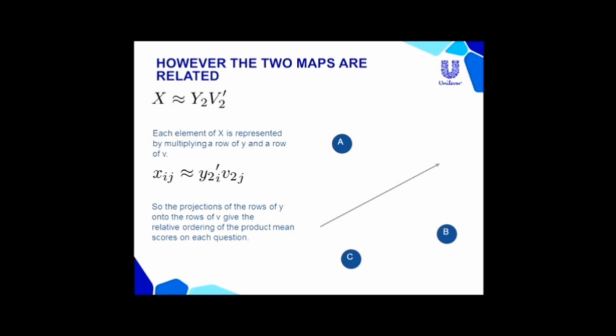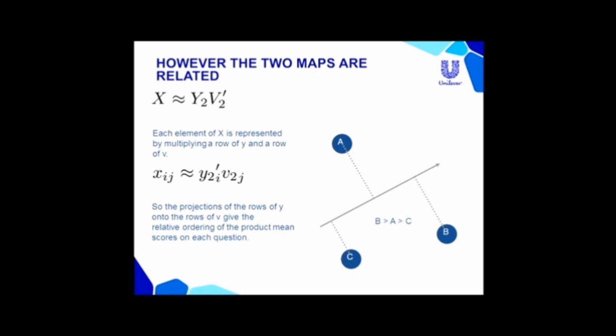These two plots are actually related, because our x is a product of our y2 and our v2 transpose. Every inner product between a row and a row is a particular point in the matrix. So if we project our y's onto our v's, it gives us a relative ordering of the products in terms of how they scored on that particular question. In this case, we know that B is scoring the highest compared to A, and then C, which is almost near the average score at the origin.